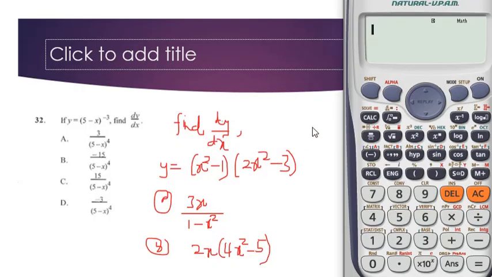So in this video we'll be treating how to use the scientific calculator, the FX-991AX Plus, to solve differentiation. In this video, it will be very simple, straightforward, to the point, and then we'll call it a day.